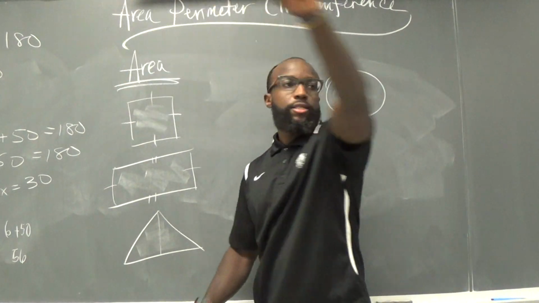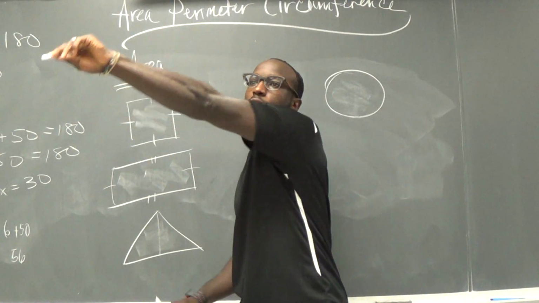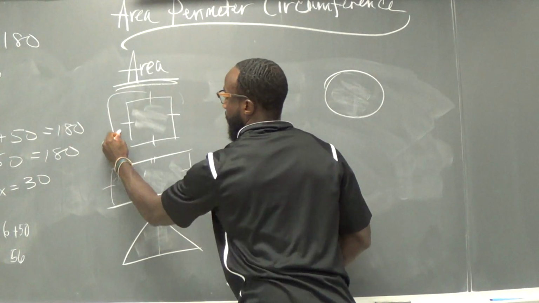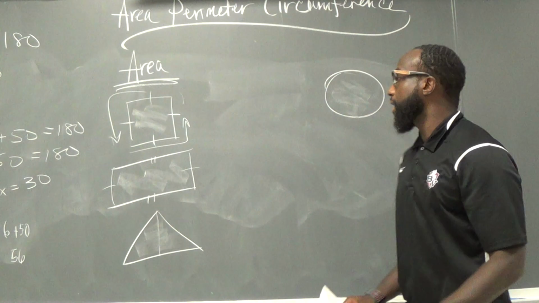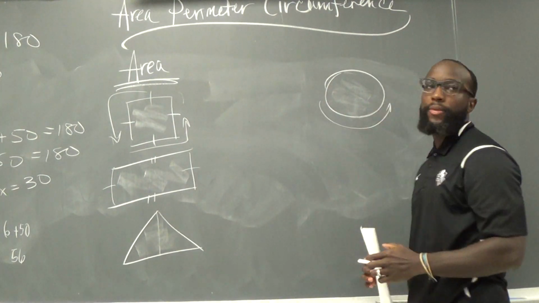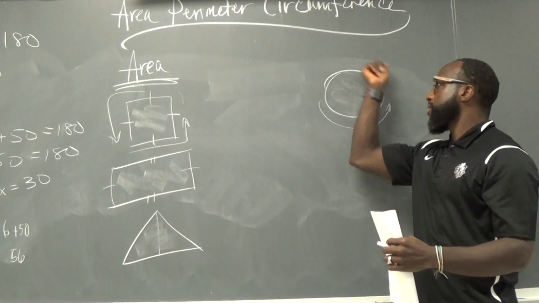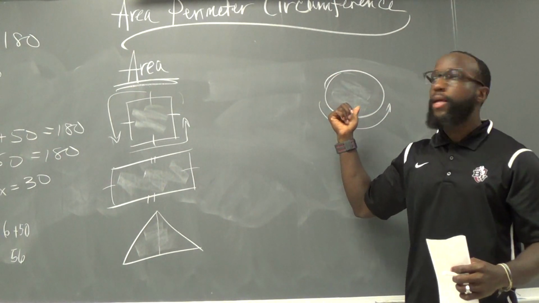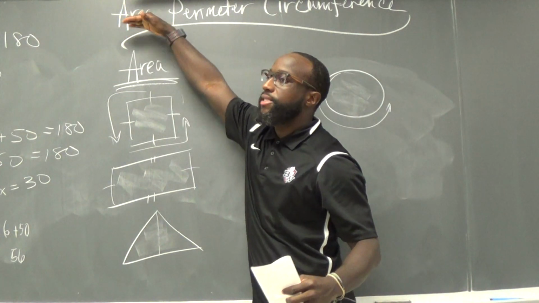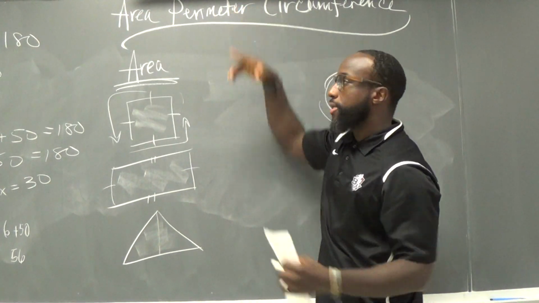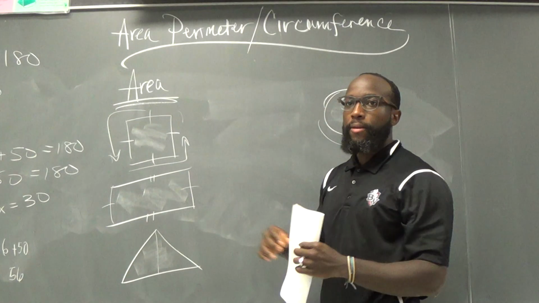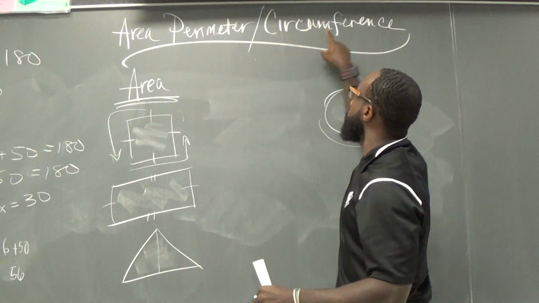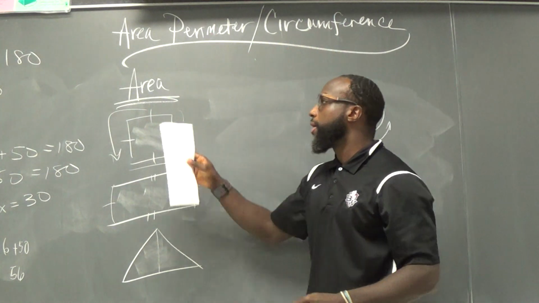Perimeter is the distance around, what it takes to enclose a space. Perimeter, going around. Circumference is the same thing. Circumference is basically the perimeter of a circle. It's the distance around the circle, or how big around the circle is. That's all it is. So we're looking at area, that's the space inside, and perimeter and circumference, which are the same, just for different types of shapes. Perimeter is for a shape with corners. Circumference doesn't have corners.